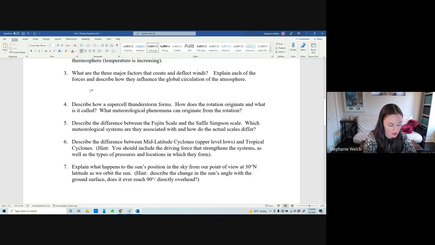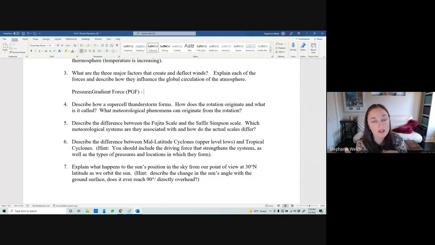The first of these 3 forces is called the pressure gradient force. It can be summed up as PGF. And this really simply states that air has to move from high to low pressure. That's something we already talked about in the first lecture and in that first question, that cold, dry air is high pressure, hot, humid air is low pressure, and air has to move from high to low pressure.